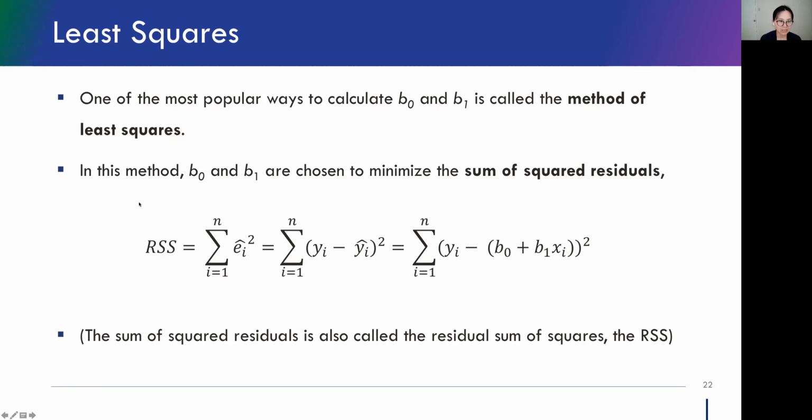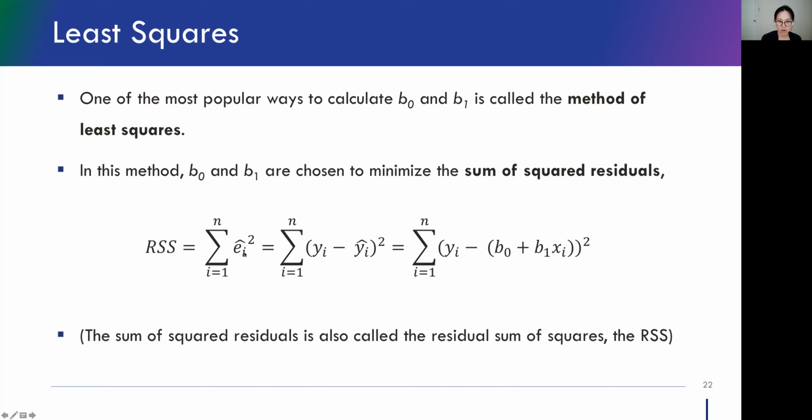So in the method of least squares, b0 and b1, which I mentioned are the estimates for beta 0 and beta 1, are chosen to minimize the sum of squared residuals. Note that for the sum of squared residuals, we use RSS to denote it. So this is the summation of the squared residuals.